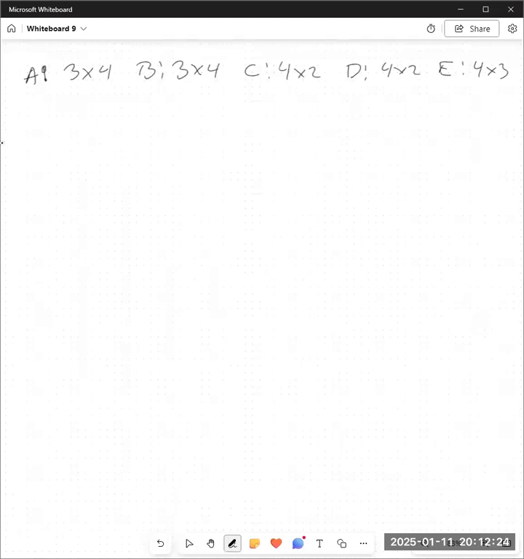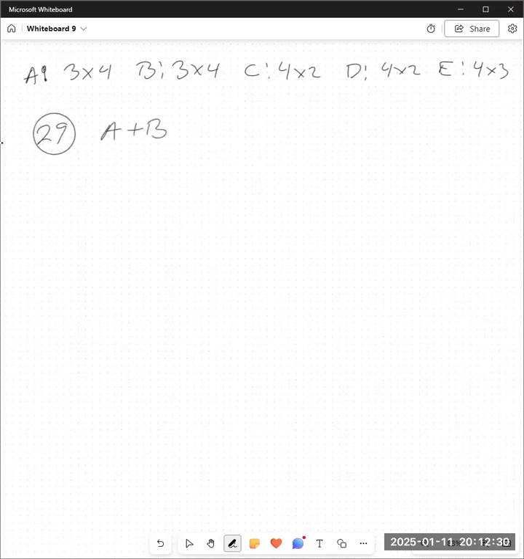Can we add A plus B? And if so, what dimensions will it have? Yes, their dimensions, their size is identical. So it will also make a 3 by 4 matrix. You cannot add or subtract matrices of different sizes.